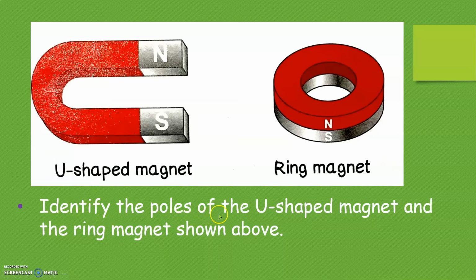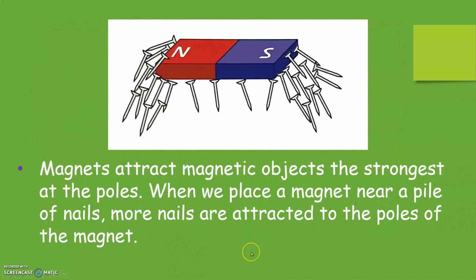Identify the poles of the U-shaped magnet and the ring magnet shown above. Magnets attract magnetic objects the strongest at the poles. When we place a magnet near a pile of nails, more nails are attracted to the poles of the magnet.